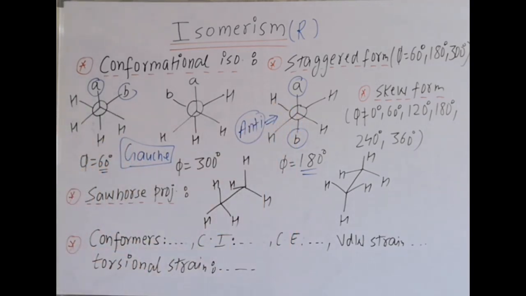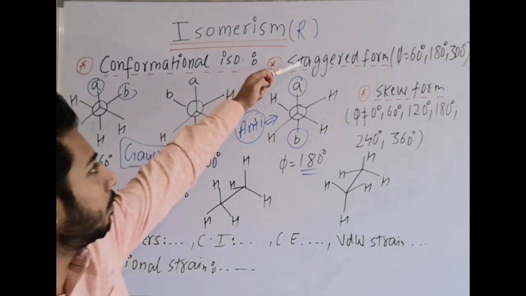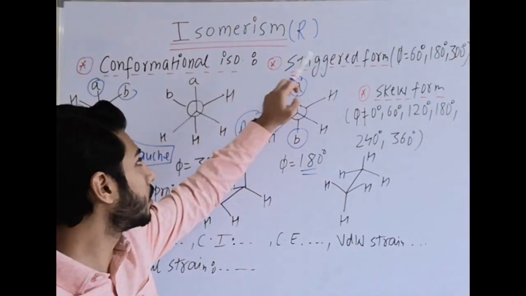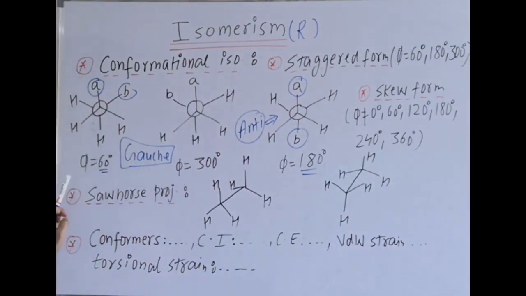It is antiform when two groups are exactly opposite to each other. So in staggered form, it is antiform. In staggered form, these two result in gauche conformation.